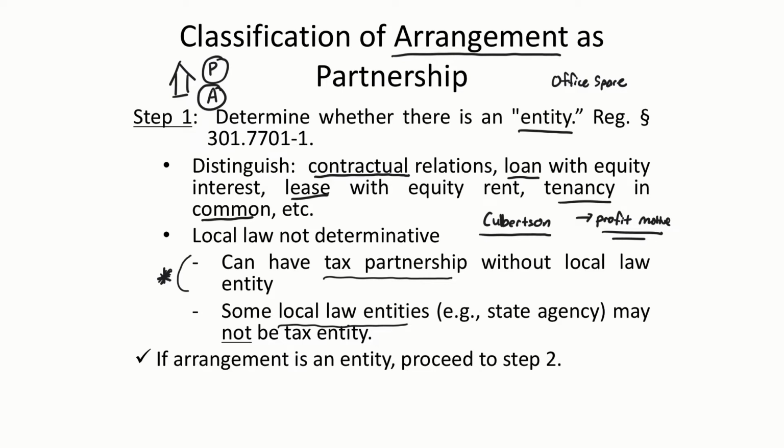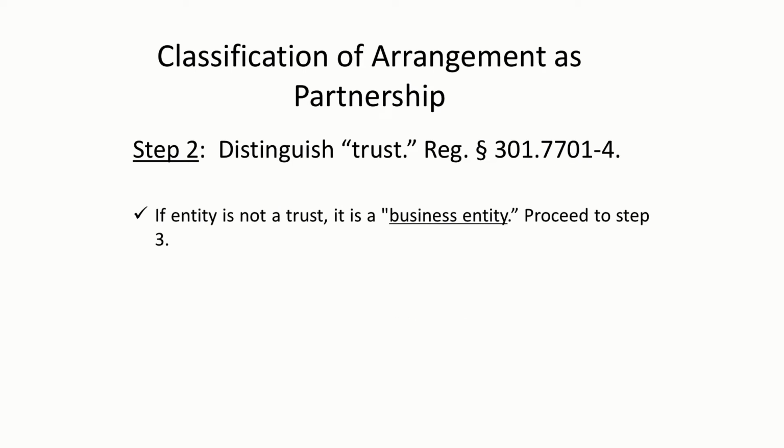If an arrangement is an entity, you continue. If it's not, you stop, and again, it would just flow on to the individual owners, whatever their activity is. So if it's an entity, we proceed to step 2. Step 2, this one we're just going to skim over. Basically, you take an entity and you distinguish trusts, because trusts have their own aspect of taxation.